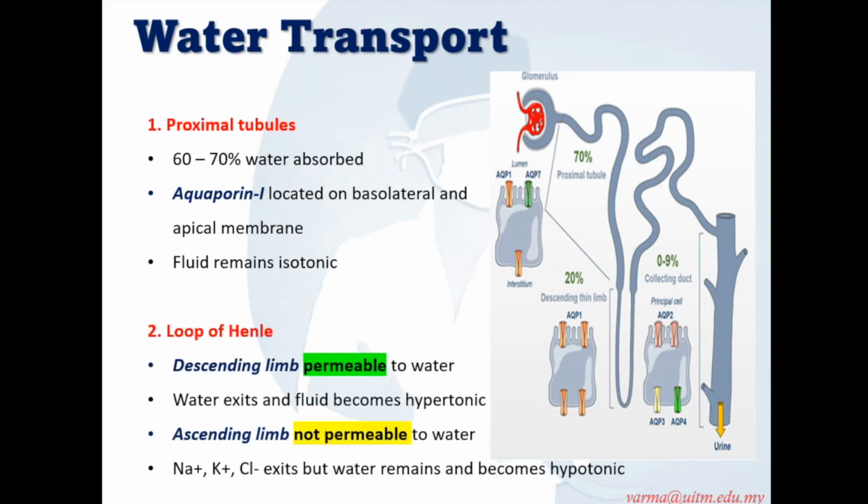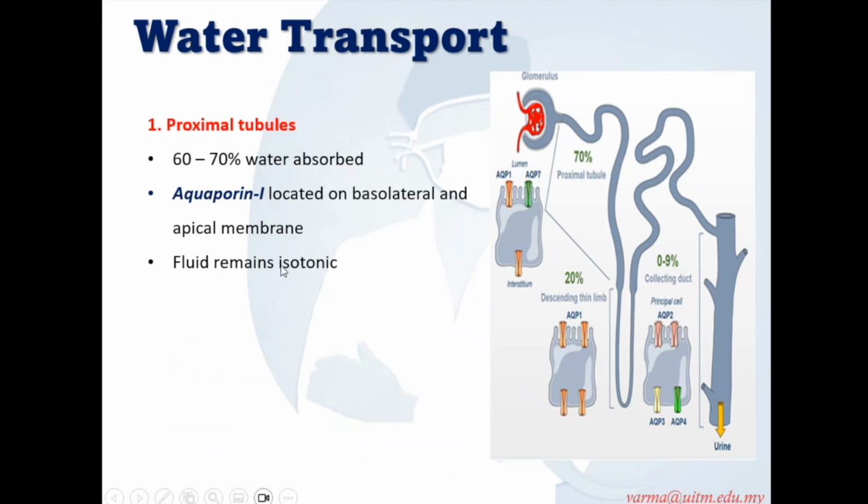The fluid remains isotonic. Why does the fluid remain isotonic? Because along with the water, solutes are also majorly getting reabsorbed: your sodium, potassium, magnesium, calcium, and your glucose and amino acids. So there is solute reabsorption and there is water reabsorption. That's why the fluid remains isotonic.